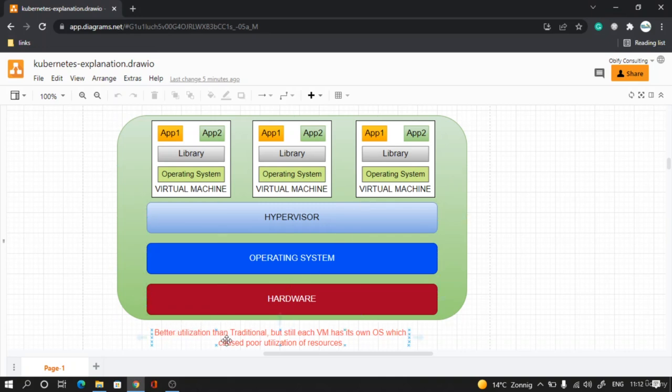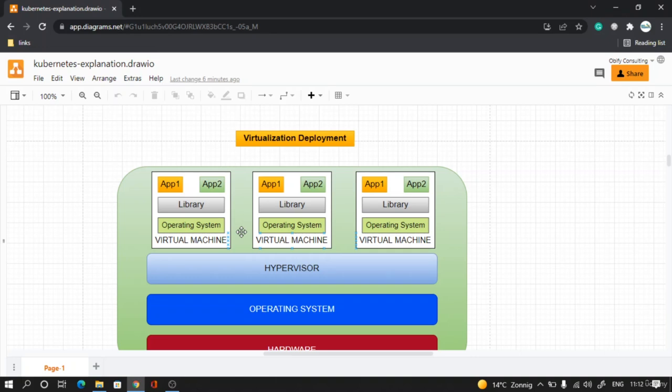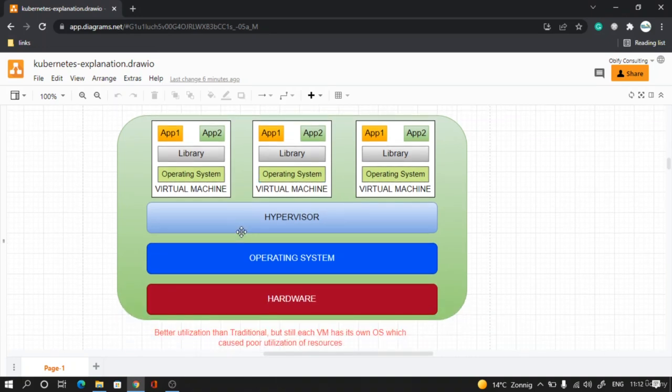So here what we found is the utilization of the actual physical hardware, CPU and memory, improved, but it was still not good. The reason is this particular virtual machine had its own operating system, and this operating system was also consuming resources. So that was not good in this approach. Hence, we had to find something new, which would have been much more efficient.